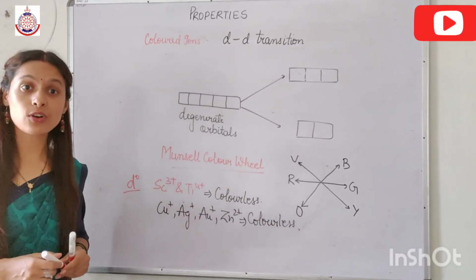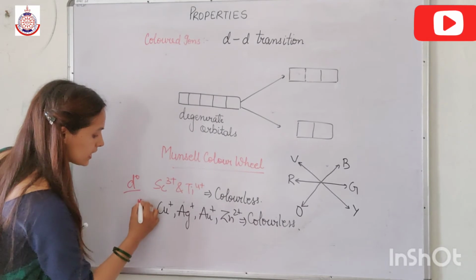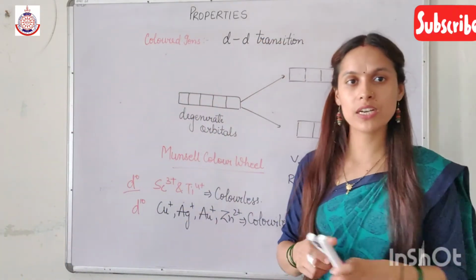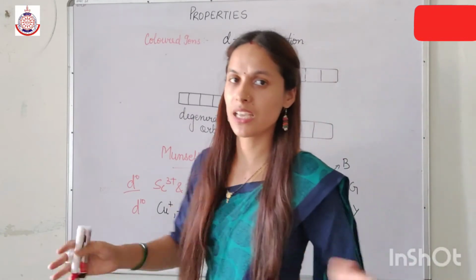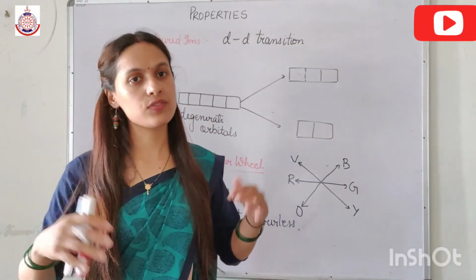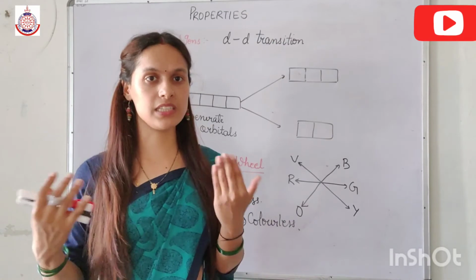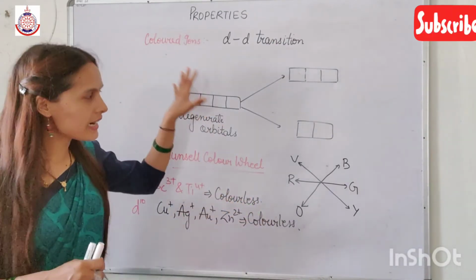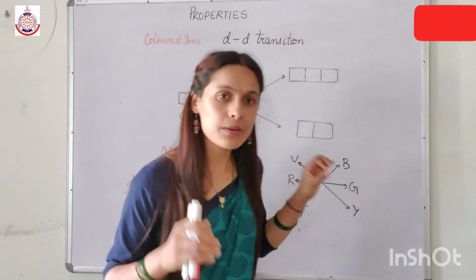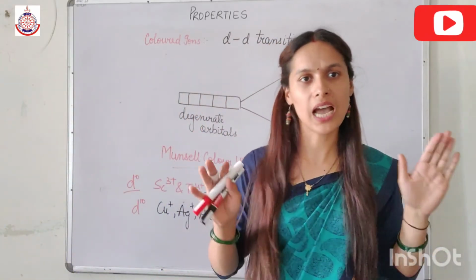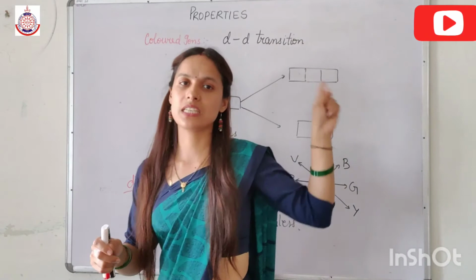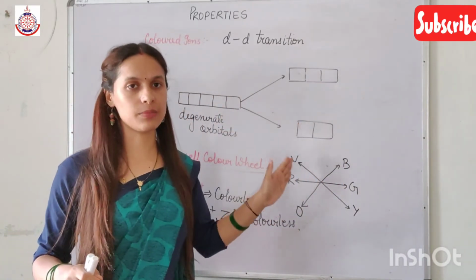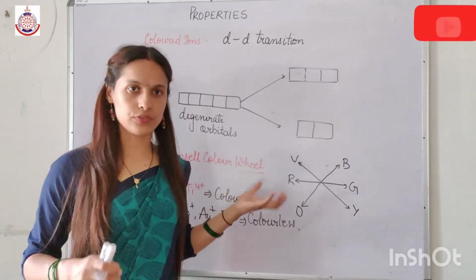They have d electrons, but they have d10. It means they have fully filled electrons, and fully filled electrons means there is no jumping, no moving of electrons, and if there is no moving of electrons, these are colorless. So colored ions are due to the unpaired electrons and the dd transition. Because of this, the transition elements are colorful.